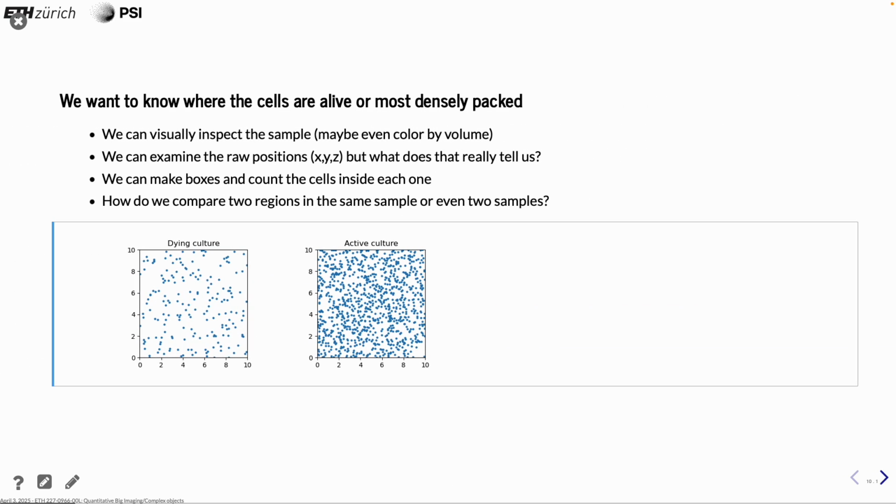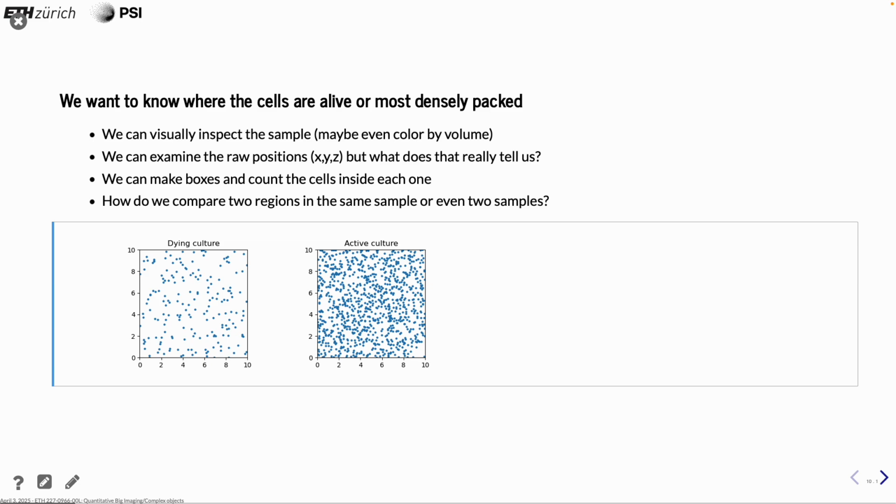And we can also look at where they are located. So we want to know where they are alive, or maybe most densely packed. What we can do, of course, is to inspect each of these cell cultures. That will take time if you have many cultures. What we also could do is look at X and Y positions of each one of them. Does it help? I don't think so, because that's just individual inspections.